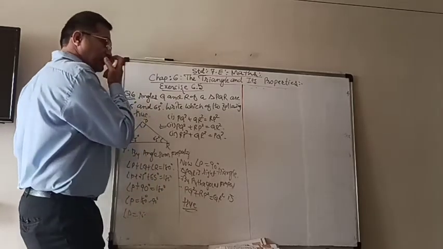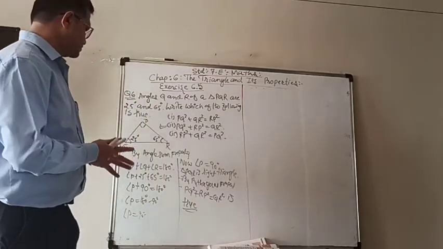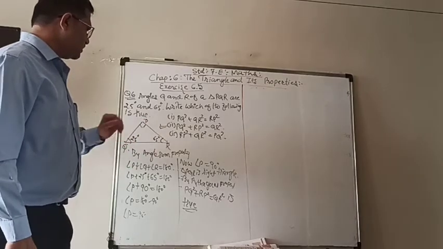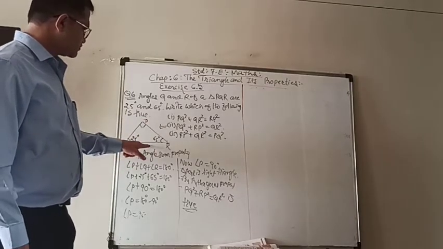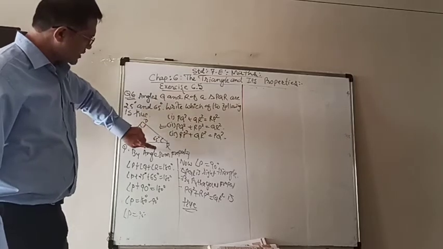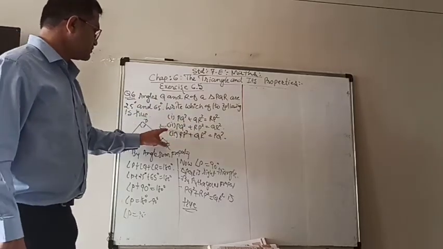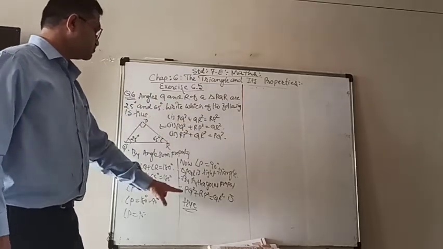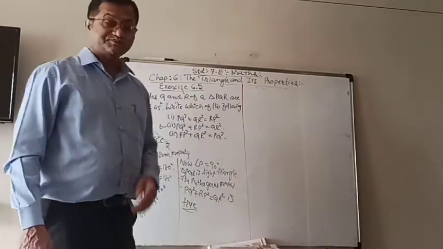So we know that the side which is opposite to the right angle will be the hypotenuse. So PQ square plus RP square is equal to QR square. So statement second, this one is true here.